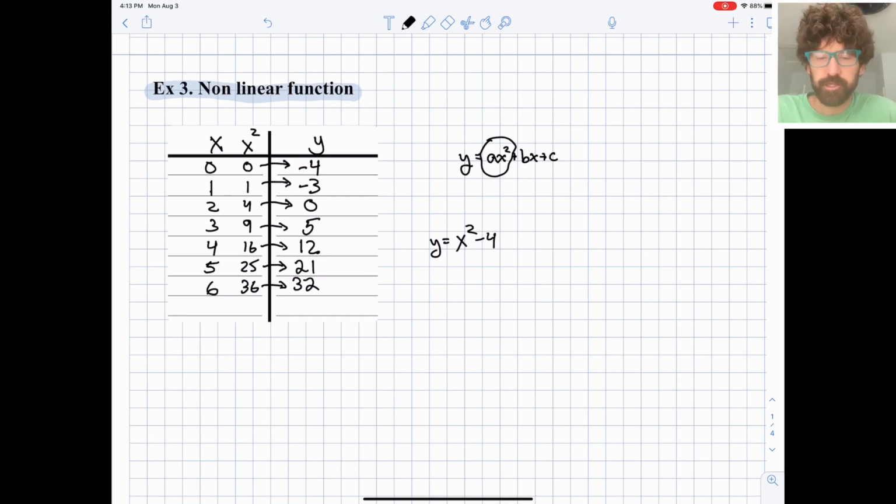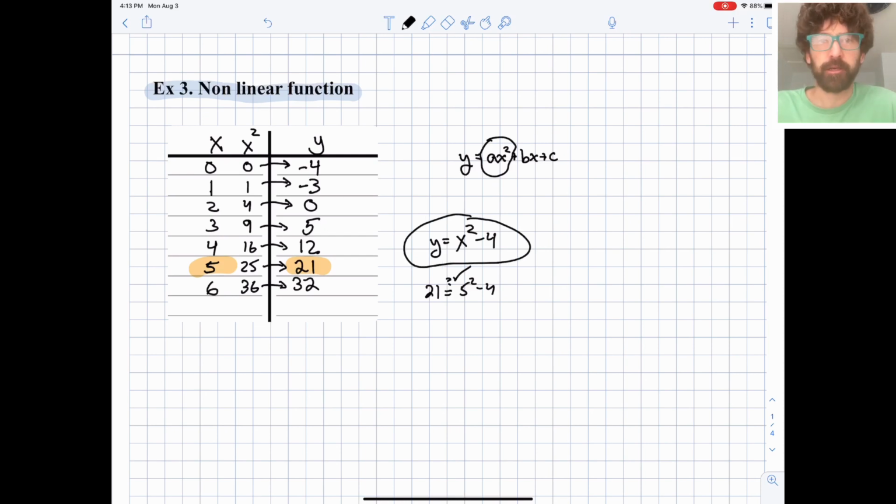Okay, so let's test it, say, with x being 5 and y being 21. Is 21 equal to 5 squared minus 4? It is. It checks out. So that's going to be our rule for this particular set of numbers, y equals x squared minus 4. And that's a good place to stop right there.